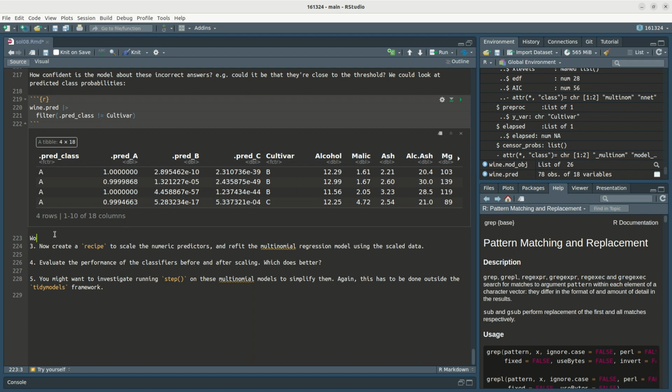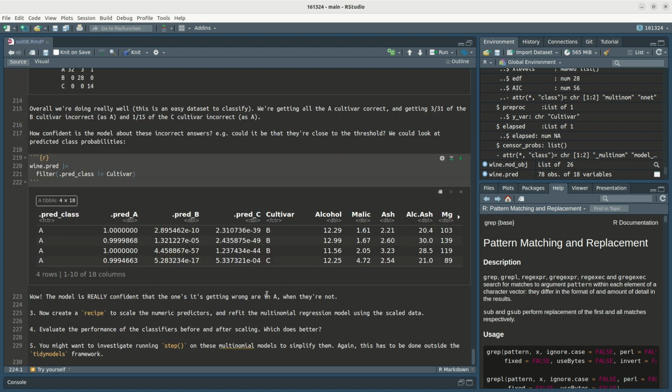Okay, so wow, the model is really confident that the ones it's getting wrong are in fact right. What might be going on.